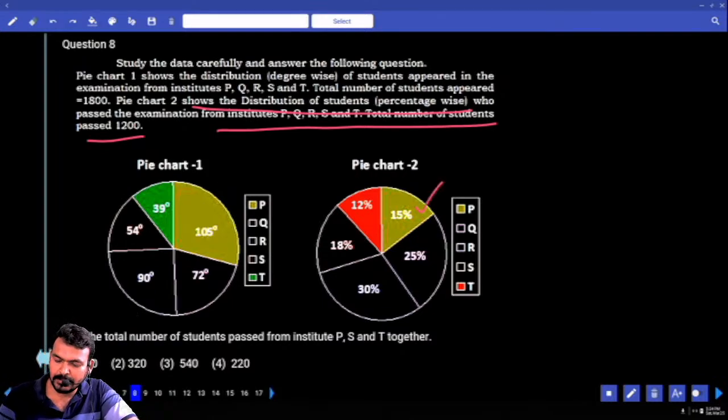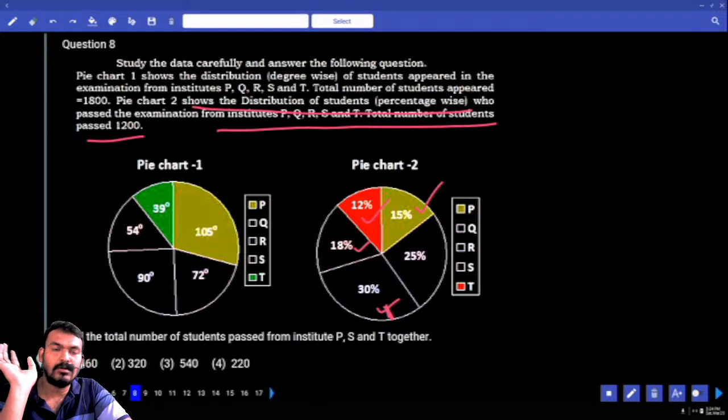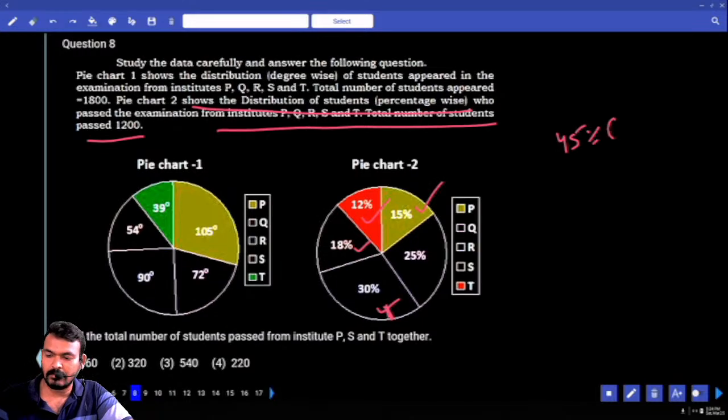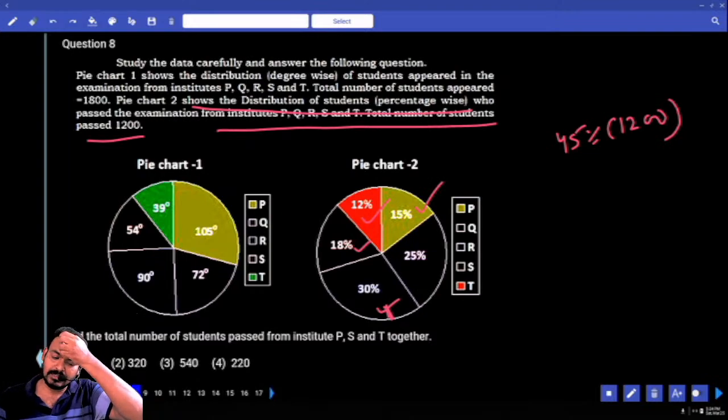P means what is the percentage? 15. What is the S percentage? 18. Next T will be 12. Total it is 45%. 15 plus 18 plus 12. Total it is 45%. 45% of which value? 1200. 45% of 1200. It is 9 multiple. Only one option.